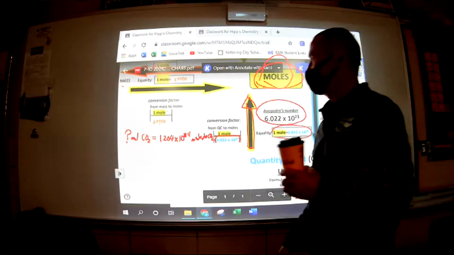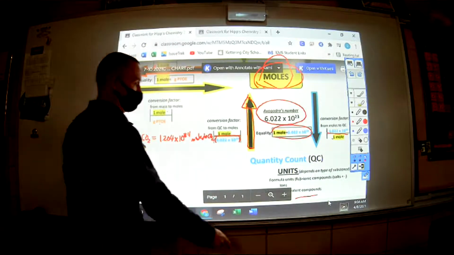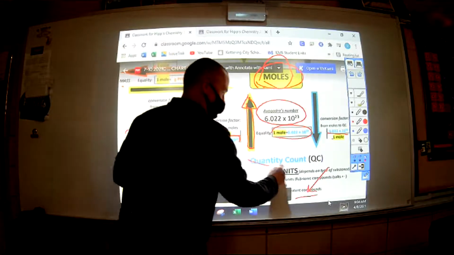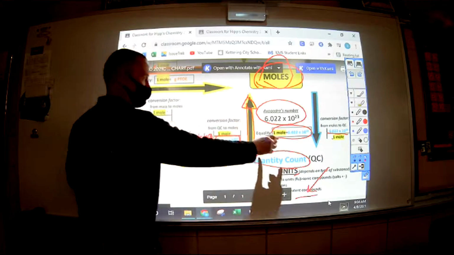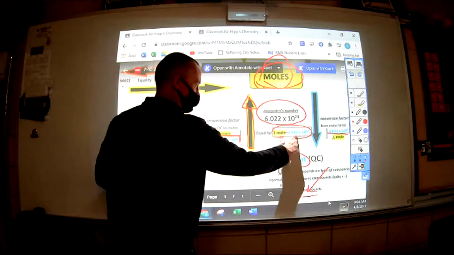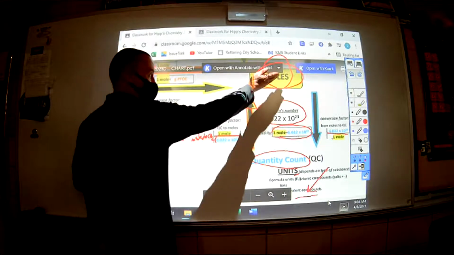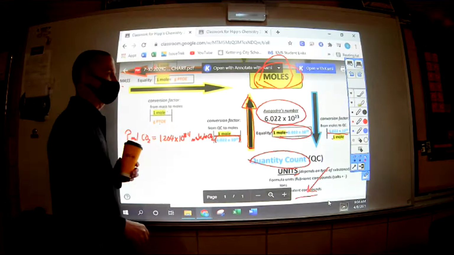How many moles do you have if you have 1.204 times 10 to the 24th molecules? I am down here. The molecules unit is there. I am given a quantity of something. There's the arrow, I'm going up. Here's the equality I need. 1 mole is 6.022 times 10 to the 23rd. I'm going to moles, so I need that on the top. I'm leaving quantity count, so I need Avogadro's number on the bottom.